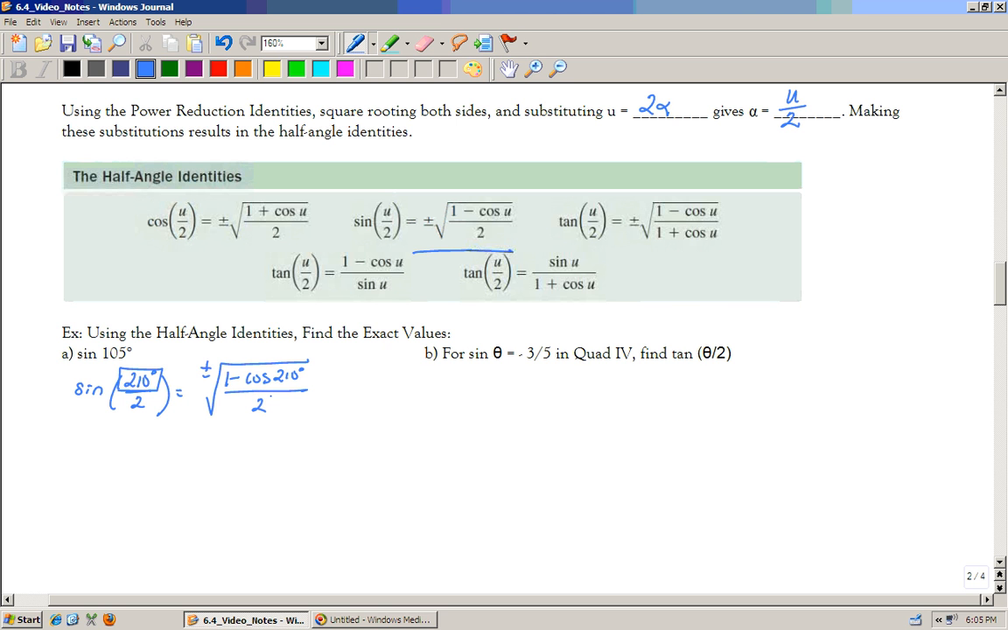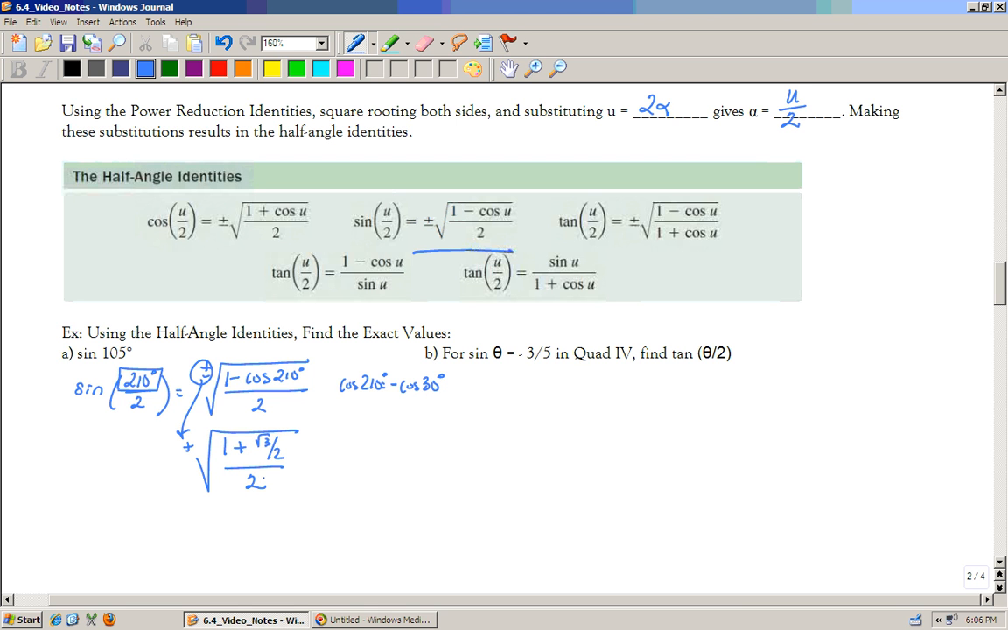all divided by 2. Now remember, cosine of 210 has a reference angle of 30 degrees, and it's in the third quadrant, which means cosine is negative. So this is the same as the negative of cosine of a 30-degree angle. Sine in the second quadrant, where 105 is, is positive, so this now is positive. And then cosine of 30 degrees is square root of 3 over 2, but it's negative. So we now have minus a negative, which is positive, square root of 3 over 2, all divided by 2.